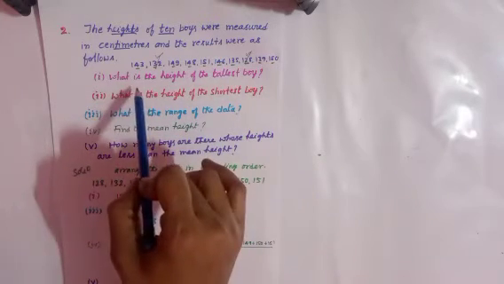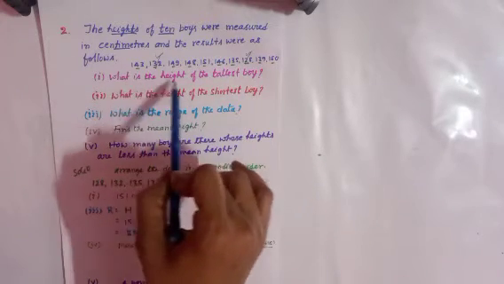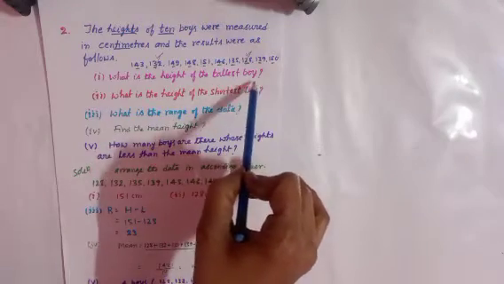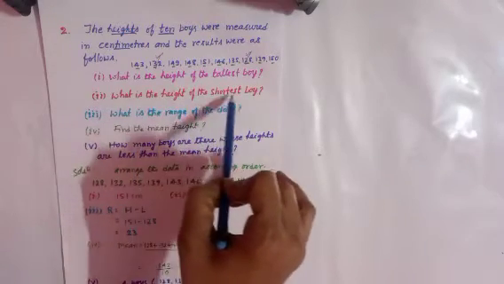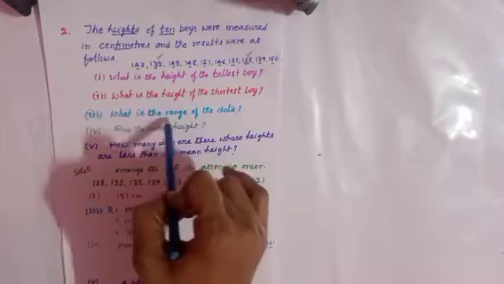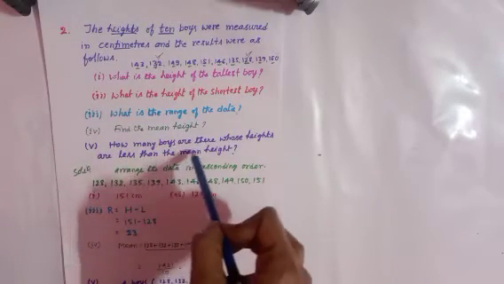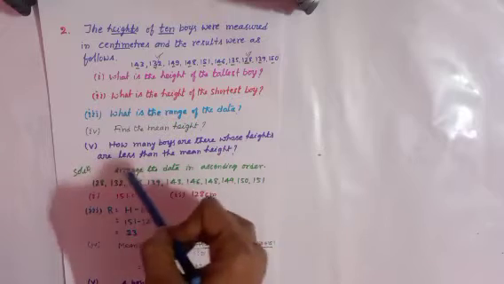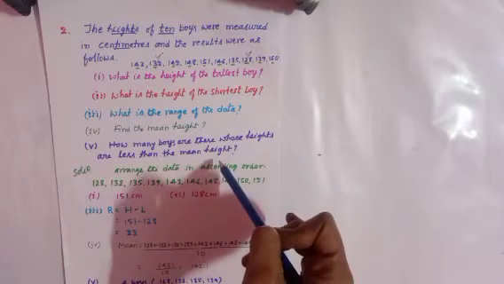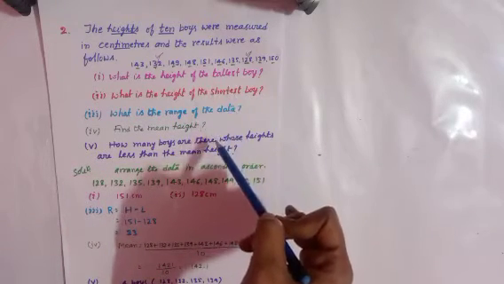So here are some questions. What is the height of the tallest boy? Next, what is the height of the shortest boy? What is the range of the data? Find the mean height. How many boys are there whose height is less than the mean height? So these are the questions.